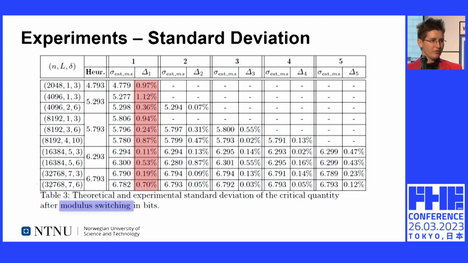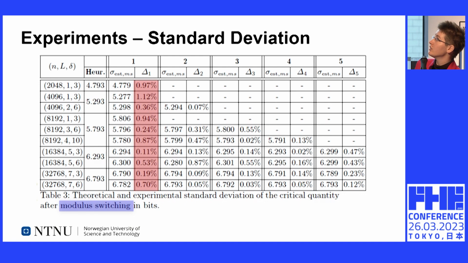To give an example of the results that we obtained, this is after modular switching, and this is the depth of the circuit that we evaluated. The first column is the parameter sets, where this is the ring dimension and the maximal depth that these parameter sets allow. And then this first column contains our theoretical results in bits, or the theoretical standard deviation in bits. And then this column, sigma s, is the point estimator of the variance that we obtained experimentally.